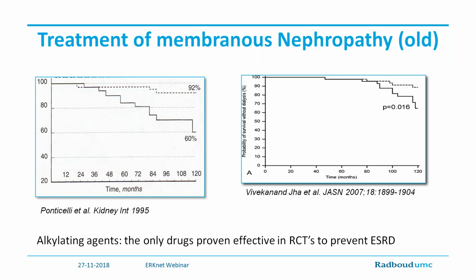The treatment of membranous nephropathy in the past has been based on the use of alkylating agents, and these drugs have been proven effective in reducing the incidence of end-stage renal disease in 2 randomized controlled trials published in 1995 and 2007.